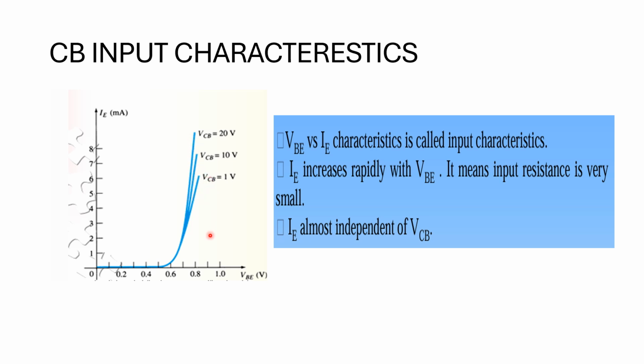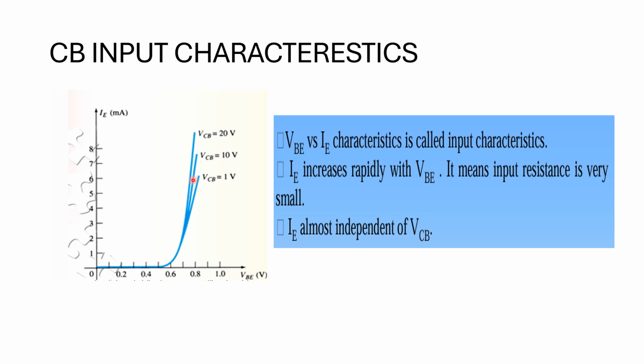Why? Because of early effect, base width modulation. VCB means reverse voltage. Whenever VCB increases, the depletion layer width of that junction increases, resulting in the base width decreasing. As a result, for less voltage of VBE, we will get more current. See here, this much current we get at 0.8 volts of VBE applied.